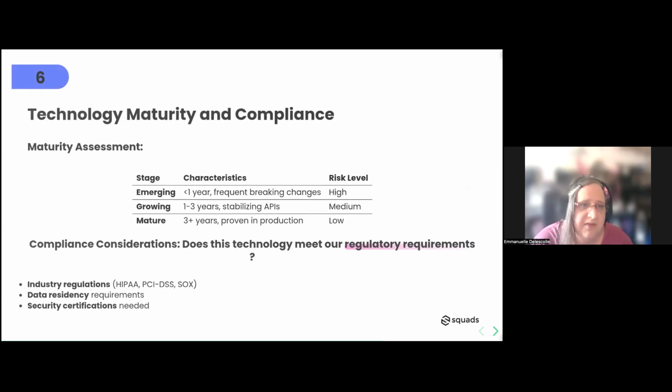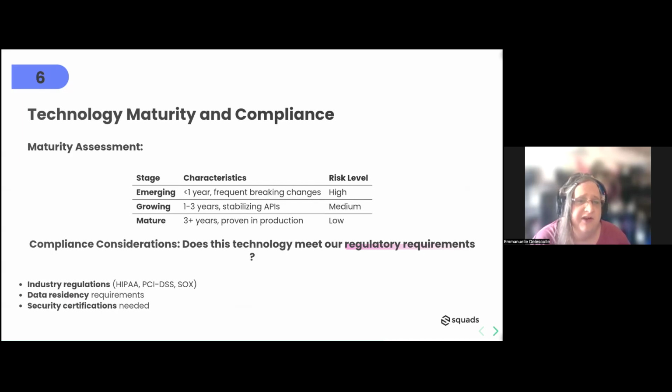Technology maturity is important as well as compliance. Emerging technology is probably going to go through a lot of changes. So if you're using an emerging technology for your solution, this means that you're probably going to have to often adapt to breaking changes and change your own code or stay on older versions that might not have all the features that you need.